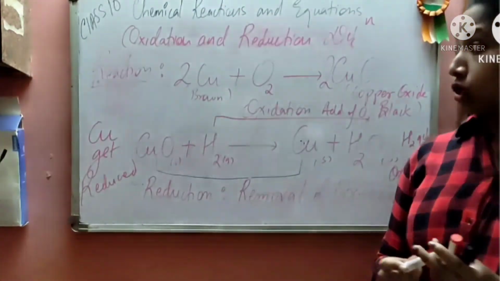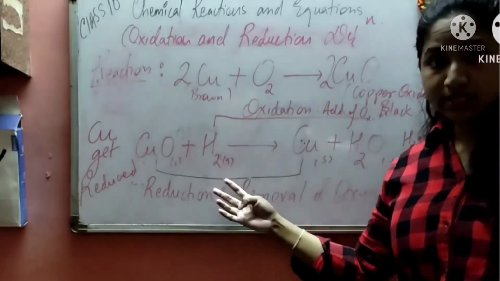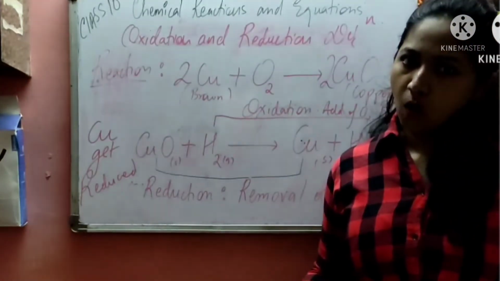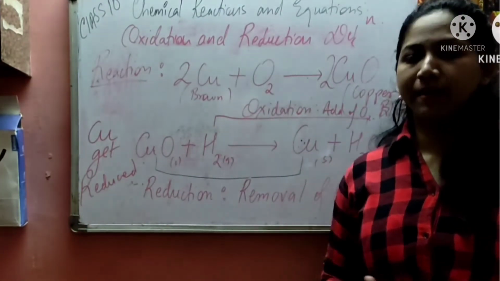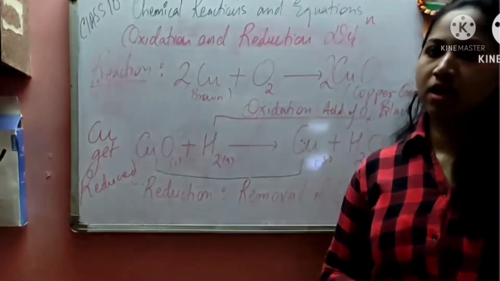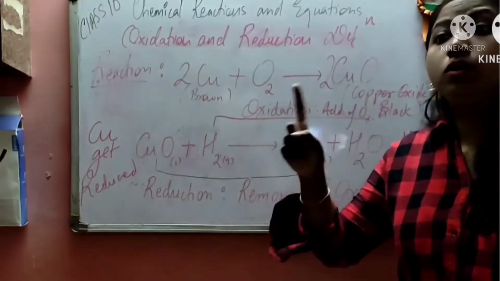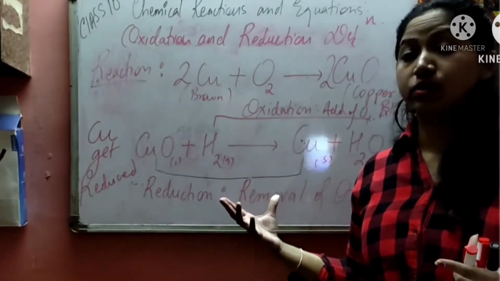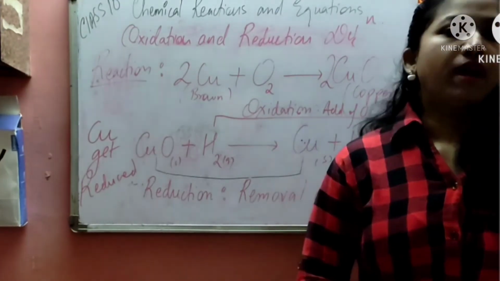Okay, fine. So see, here we can see in the reaction very clearly that oxidation as well as reduction is taking place simultaneously. So the reaction wherein oxidation and reduction take place simultaneously is called a redox reaction. In a reaction, oxidation and reduction took place simultaneously, hence that reaction is called a redox reaction. Okay, understood? Fine.